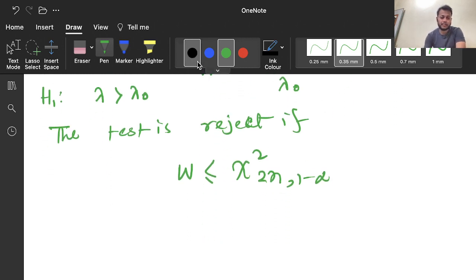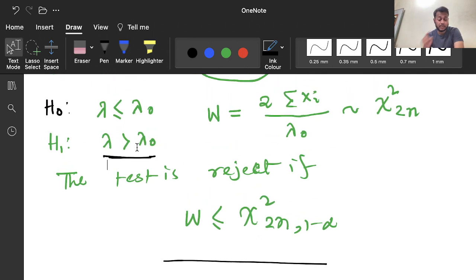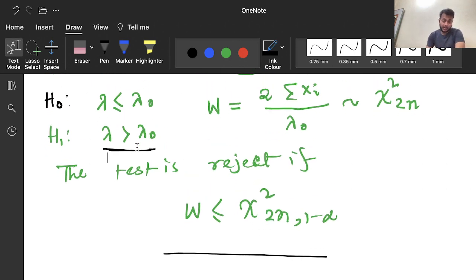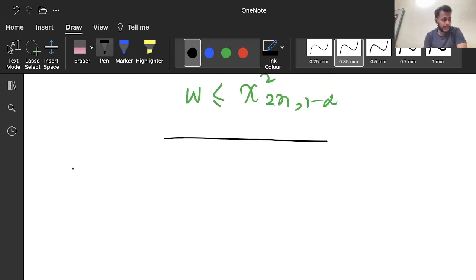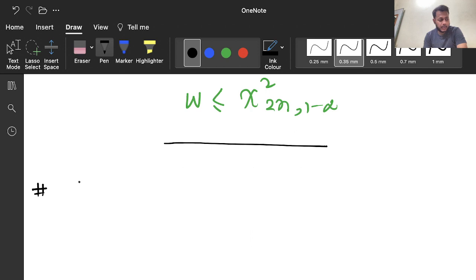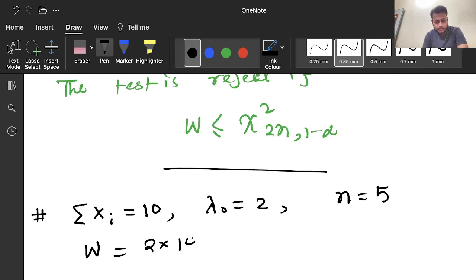So here is an example. This is the test for rejection when lambda is greater than lambda 0. This one should be clear in your mind. Suppose that summation xi is 10, lambda 0 is 2, n equal to 5. Then my test statistic will be 2 into 10 by 2, that is 10.